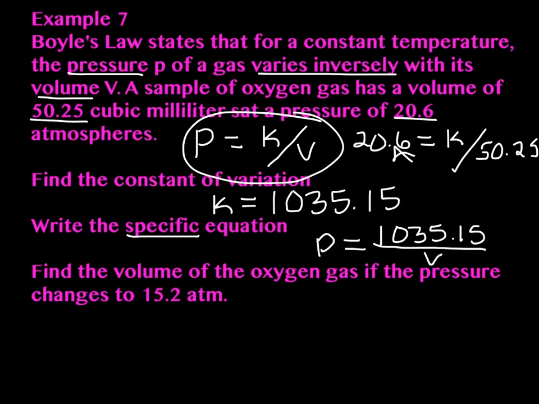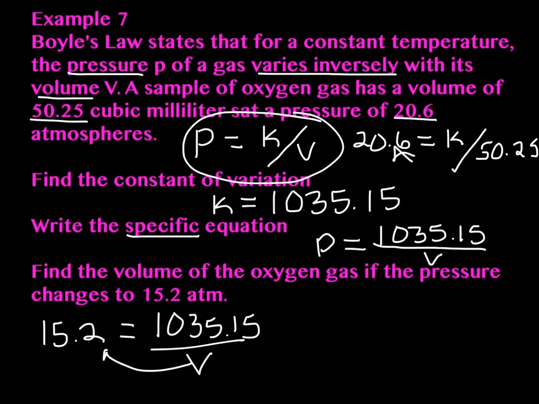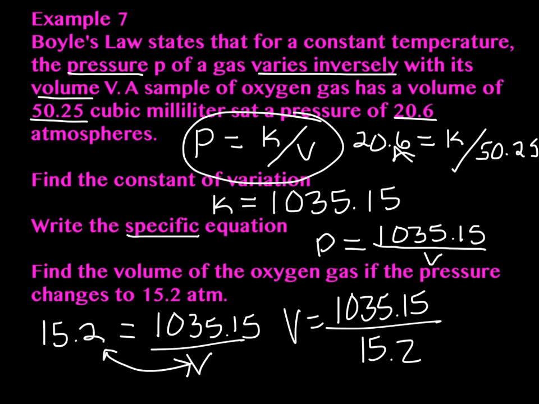Okay? And then it says find the volume of the oxygen gas if the pressure changes to 15.2 atmospheres. So I'm going to put 15.2 in for the pressure. Remember, make sure you put it in for the right variable. 15.2 equals 1035.15 over V. If I'm solving for V, all I have to do is essentially switch these guys' places. So take 1035.15, divide it by 15.2, and you get a volume of 68.102. And it's a volume, and our volume is in cubic milliliters. So I'm going to write milliliters cubed, or you can write the word cubic milliliters.